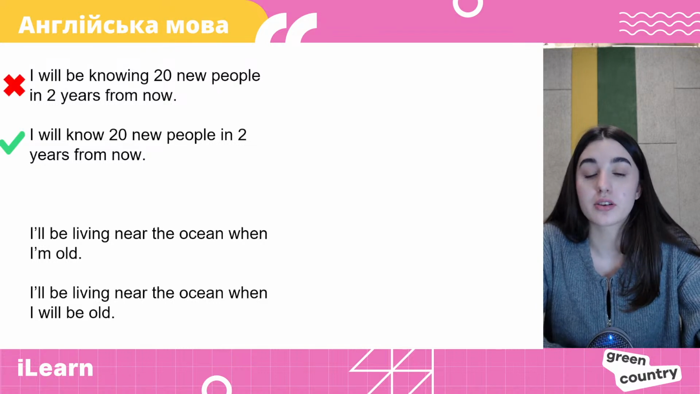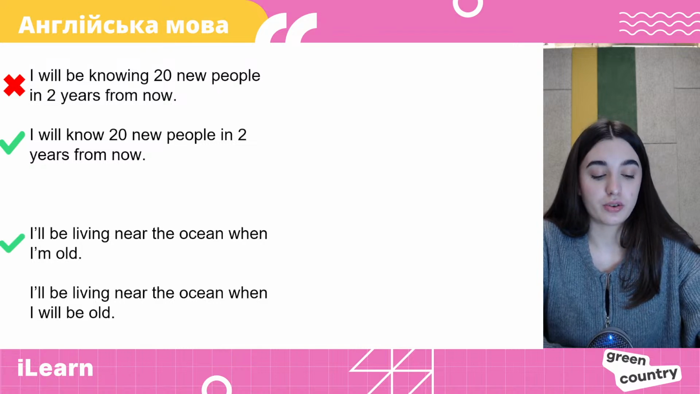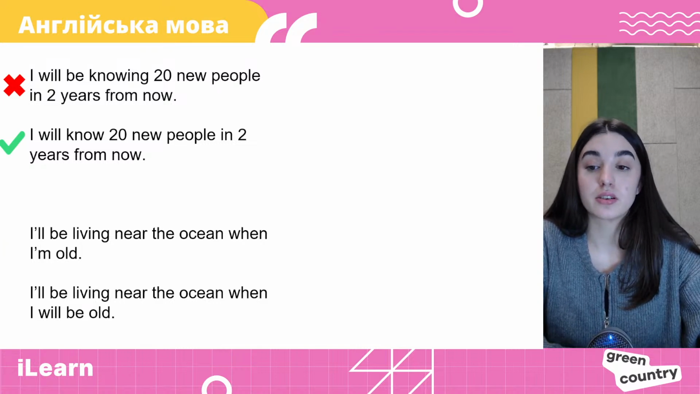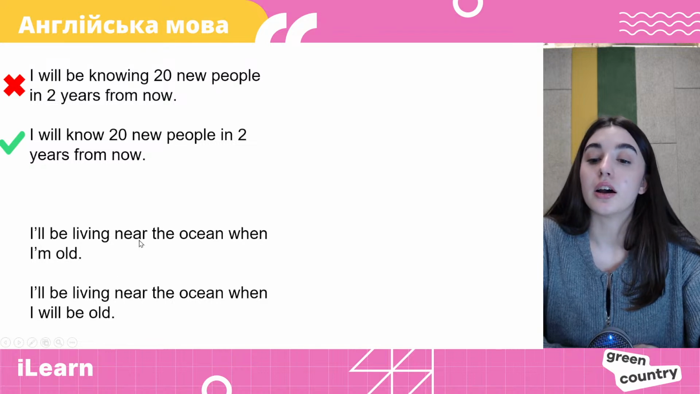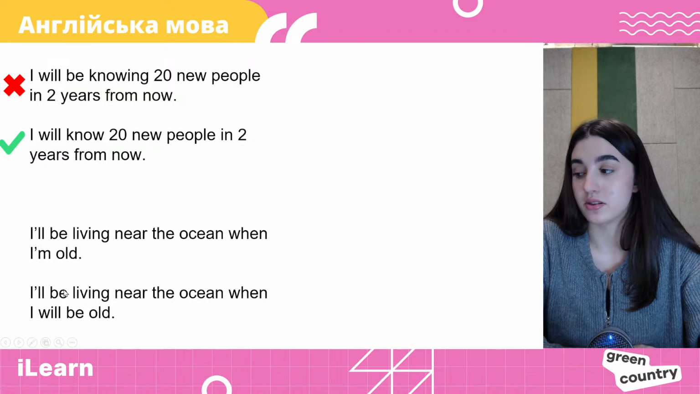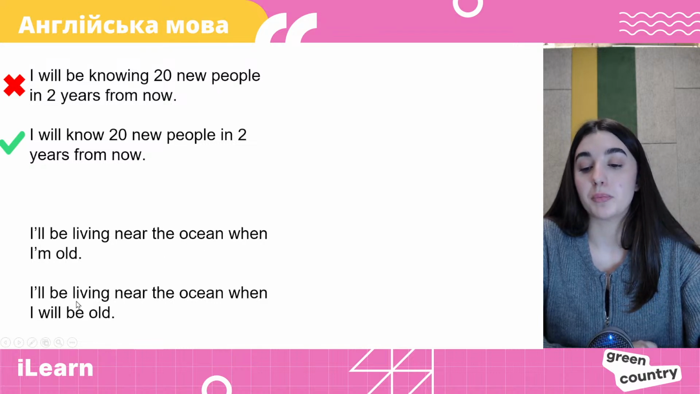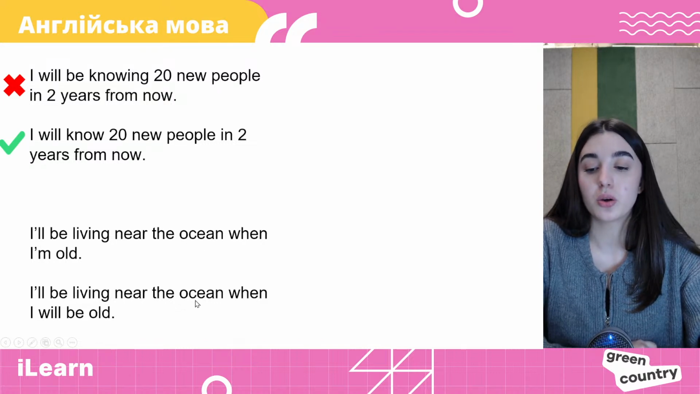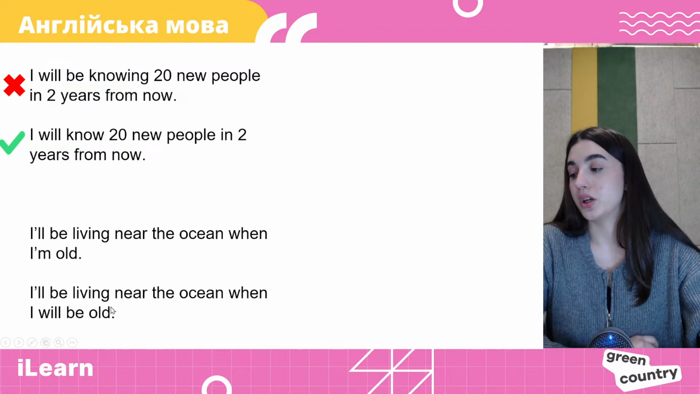You're totally correct. And now let's see the rule. What corresponds to this answer? But before, let's answer these sentences. I will be living near the ocean when I am old, or I'll be living near the ocean when I will be old. What should we put here?